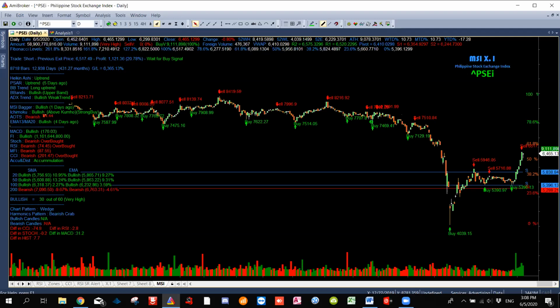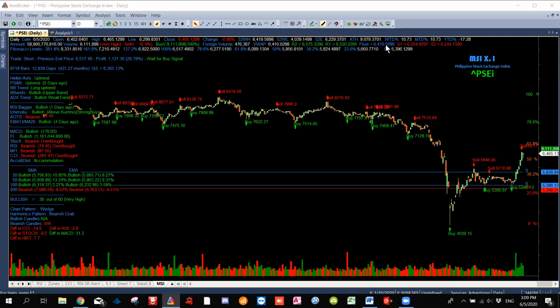Okay? And then, next is the ATH or the all-time high. Yung all-time high naman, yun yung highest price na na-achieve niya since na nag-start siya ng trading until present. Okay? Yun yung pinakamataas na reach niya na price.